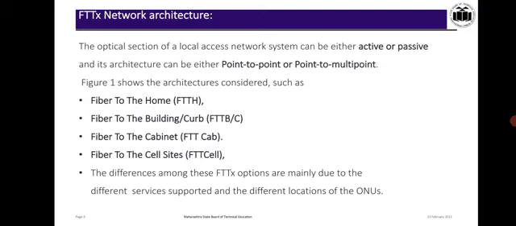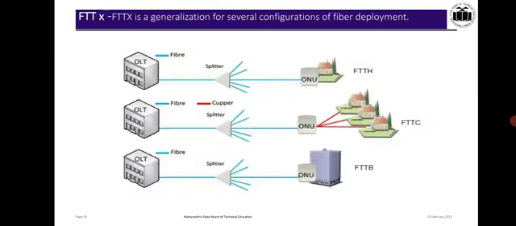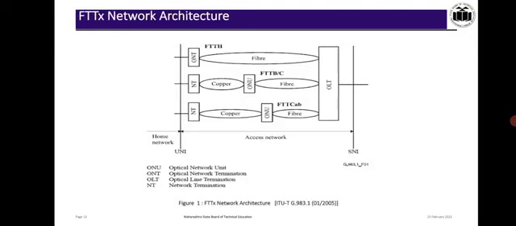And the differences among these FTTX options are mainly due to the different services supported as well as the different locations of the ONUs. The diagram shows the various FTTX configurations of the fiber deployment. The first one, that is the FTTH, fiber to home. The second one, the fiber to cabinet. The third one is fiber to building.